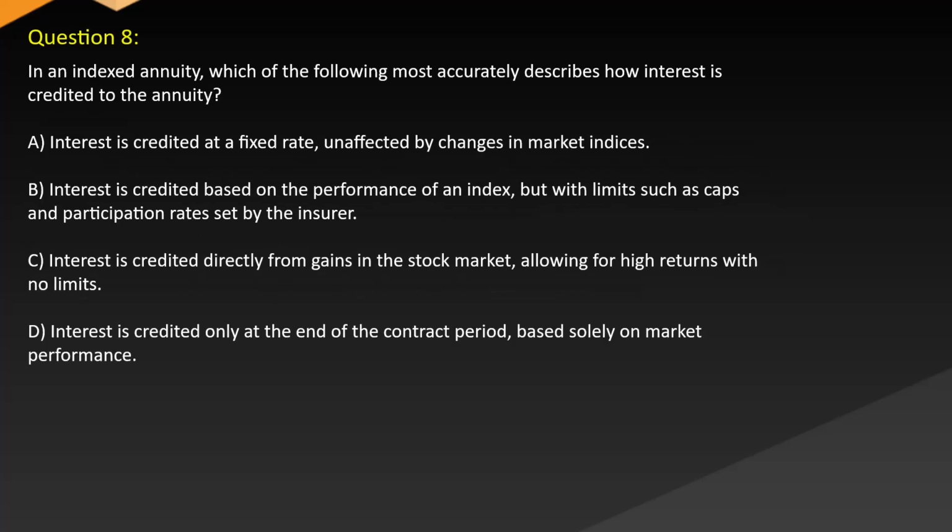Question 8. In an indexed annuity, which of the following most accurately describes how interest is credited to the annuity? A. Interest is credited at a fixed rate, unaffected by changes in market indices. B. Interest is credited based on the performance of an index, but with limits such as caps and participation rates set by the insurer. C. Interest is credited directly from gains in the stock market, allowing for high returns with no limits. D. Interest is credited only at the end of the contract period, based solely on market performance.